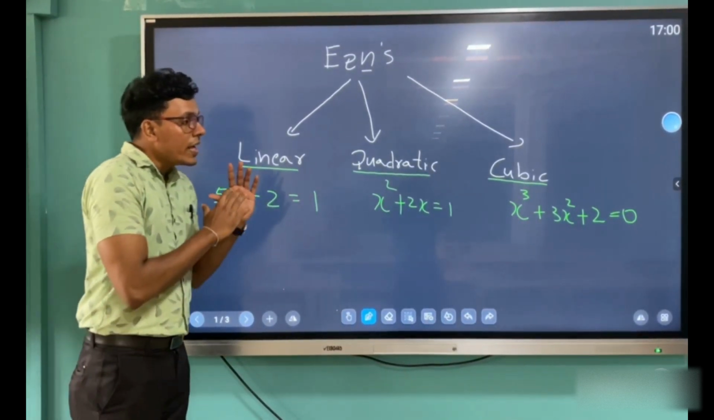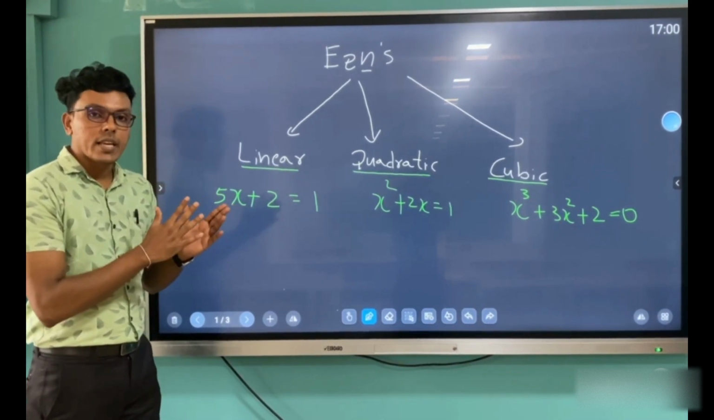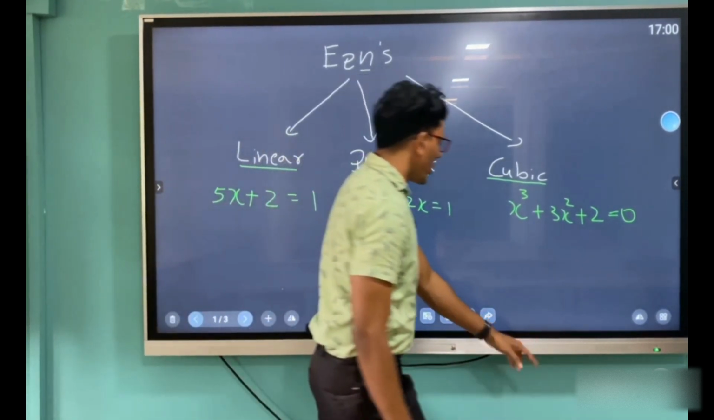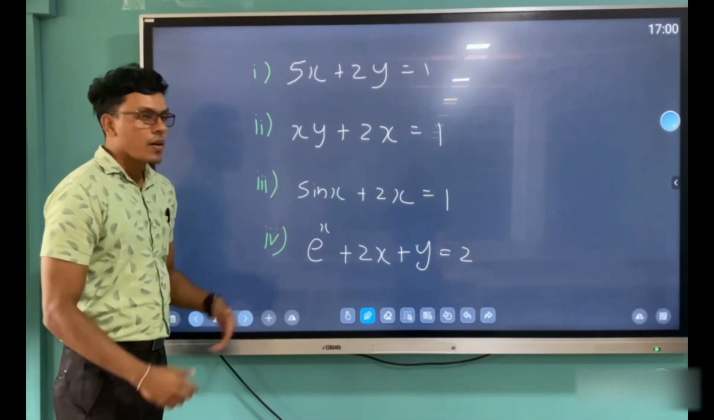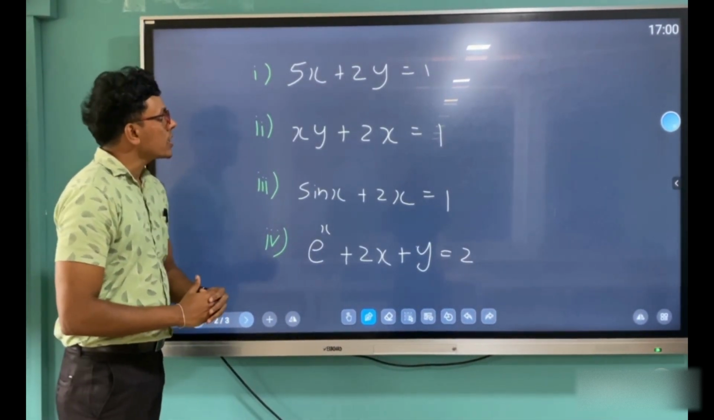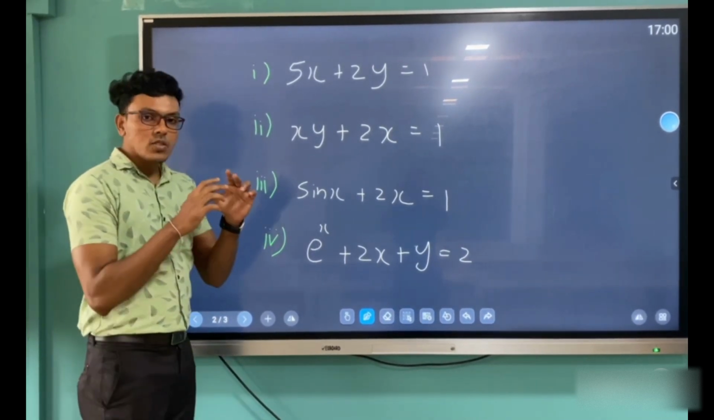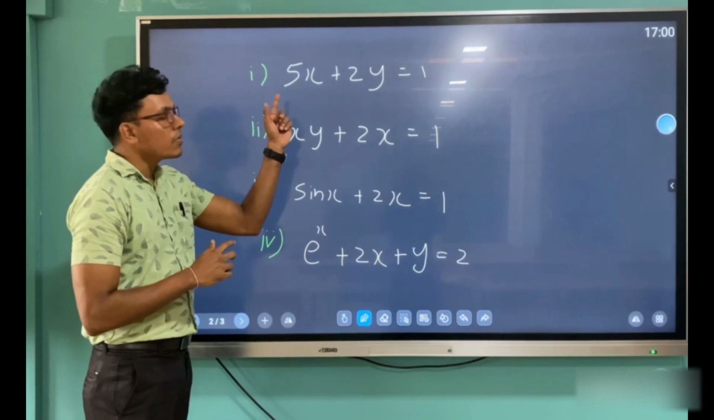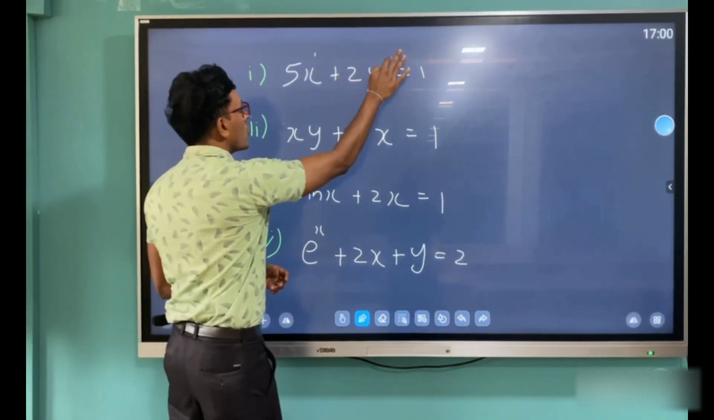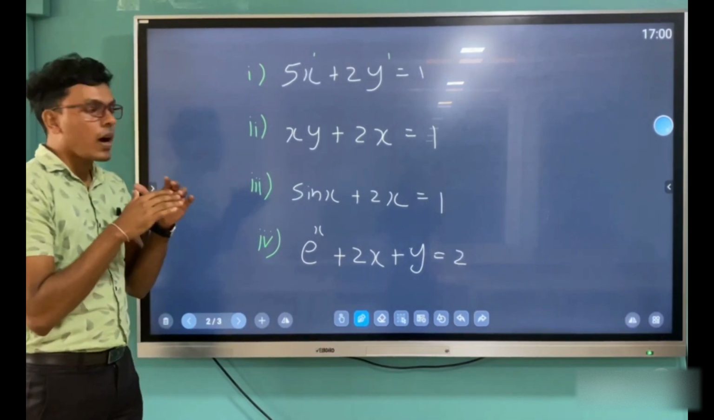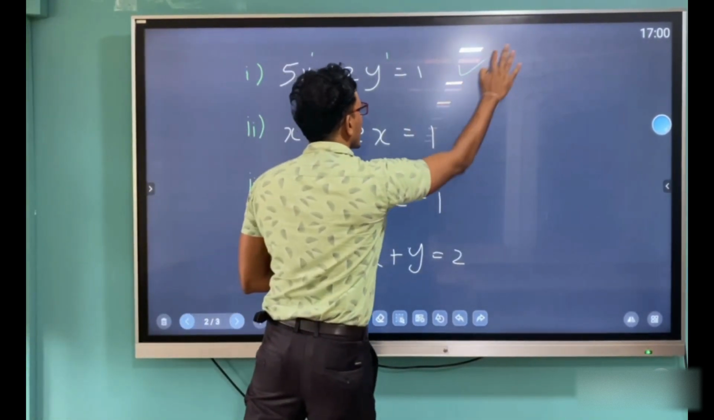So if I extend this a little bit more to two-variable cases, we'll see what will happen. Now look at these 4 examples. Equation number 1: 5x plus 2y equals 1. In the sense of power, both variables x and y have the power of 1. Here it is 1, here it is 1. So in the sense of power only, these are linear equations. Yes, that is actually correct.